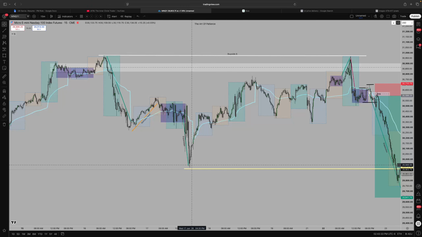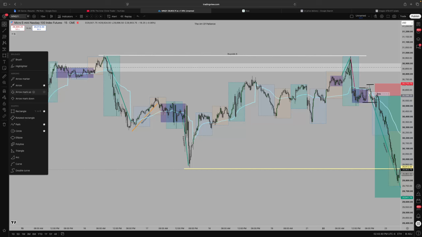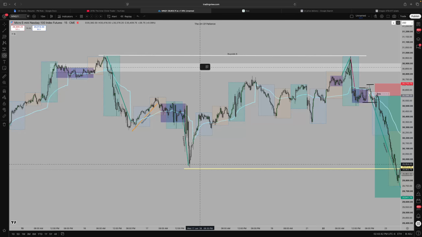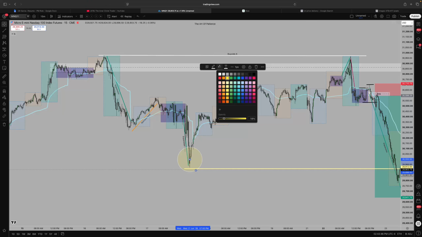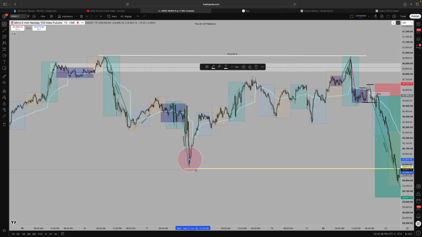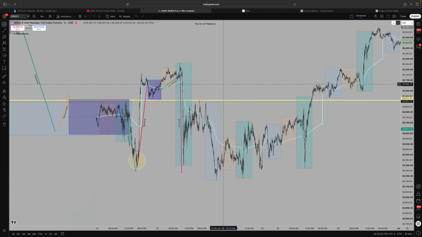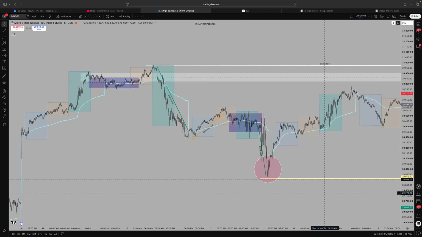We have that beautiful expansion, and if I drop down to the 5 minute, there's going to be a market structure shift somewhere along here. So let me go ahead and do that. Let me add a circle there so we can easily identify where we are. Change the color to a pink red so I can distinguish the two that I have.